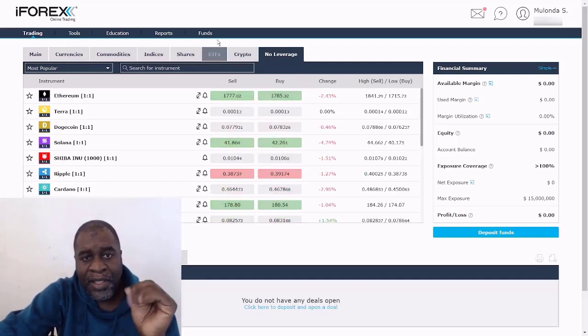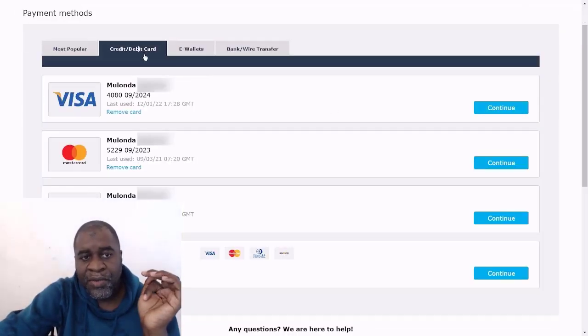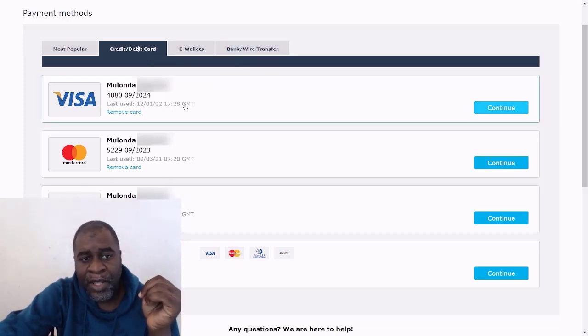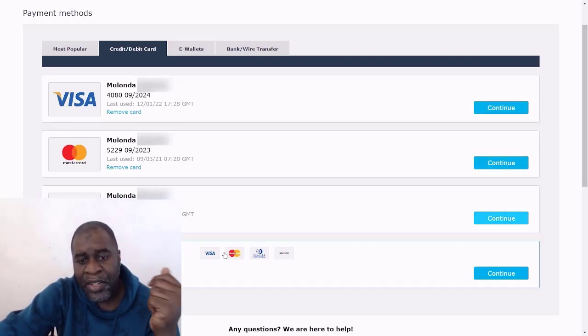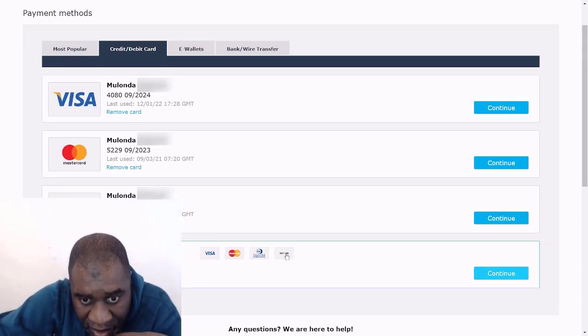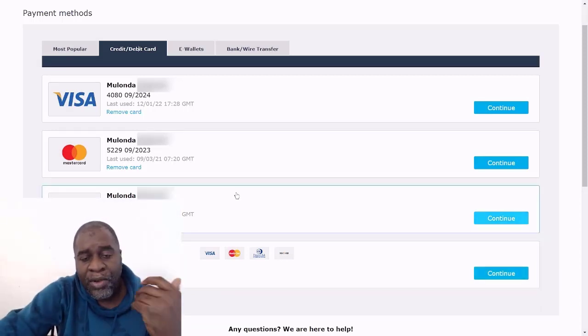So enough about this. Let's talk about the depositing and withdrawing. So deposit options, you've got debit, credit card, e-wallets, and bank wire. We'll go through all of them. So as you can see here, I have deposited using a Visa card, a MasterCard, and another Visa card. So here you have got options of depositing Visa, MasterCard, Diners card, and this one is Discover card. So you can use all these to deposit.